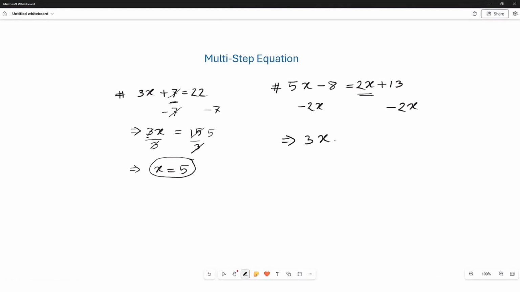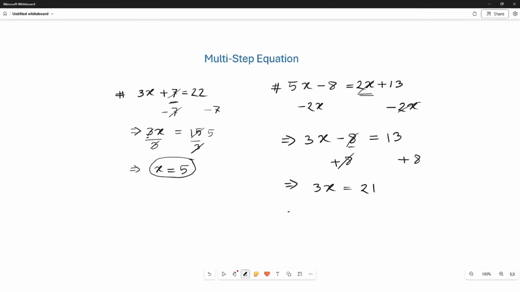So now you can write 5x minus 2x, it means 3x. 3x minus 8. And on the right side, we can cancel out this 2x. So 3x minus 8 equals 13. Now we have to remove this constant negative 8. So to remove this negative 8, we can add 8 on both sides. So now we can cancel out negative 8 with positive 8. So we can write 3x equals 13 plus 8 equals 21. So 3x equals 21.